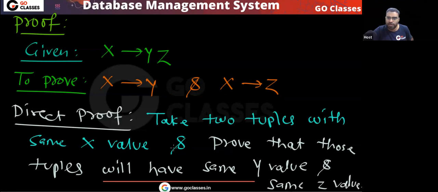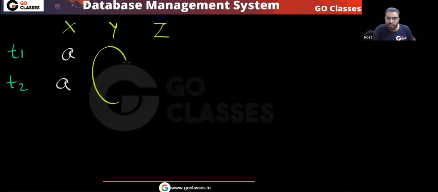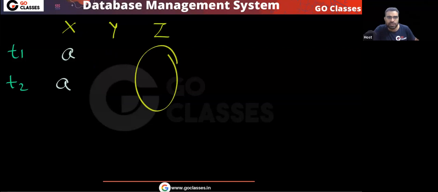So can you take your copy and pen and try to prove it? Have you done it? Let me know. Remember, this is what you need to do. You take two tuples with the same X value. Now, I need to prove that these two values will be the same, and these two values will be the same. This is what I need to prove.